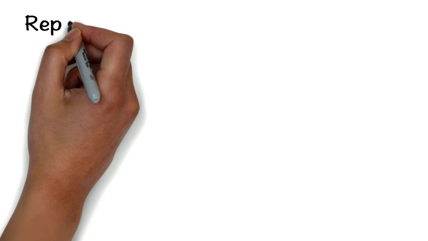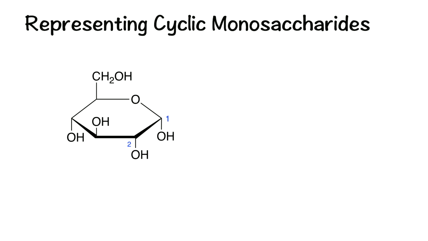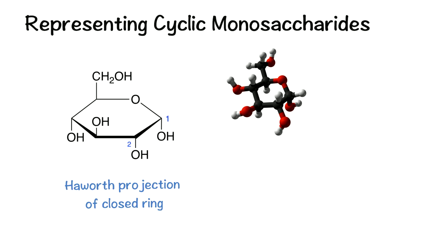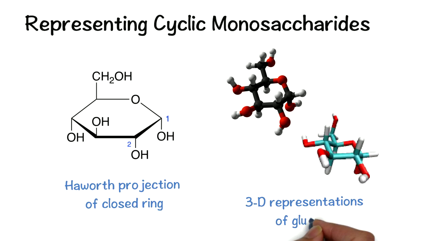Haworth projections are useful for drawing and representing cyclic monosaccharides in 2 dimensions, but it is important to note that the rings are actually not flat in 3 dimensions. These 3-dimensional structures illustrate the non-planar structure of cyclic monosaccharides.